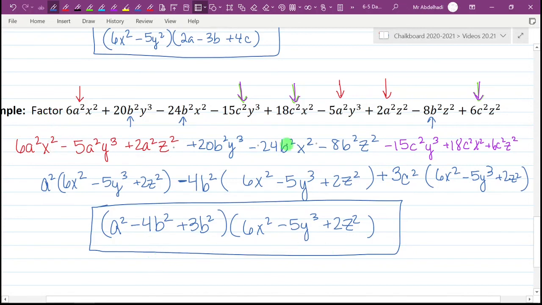And I need to see your grouping. I need to see how you rearrange things first. This is an important first step. And then I need to see all this work right here. And then finally you box your final answer, 3 points.